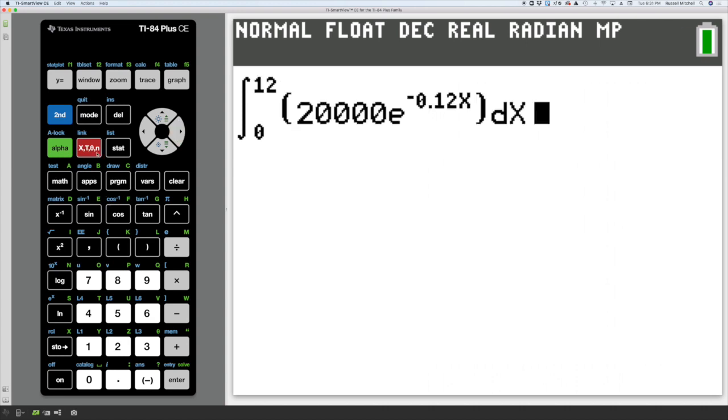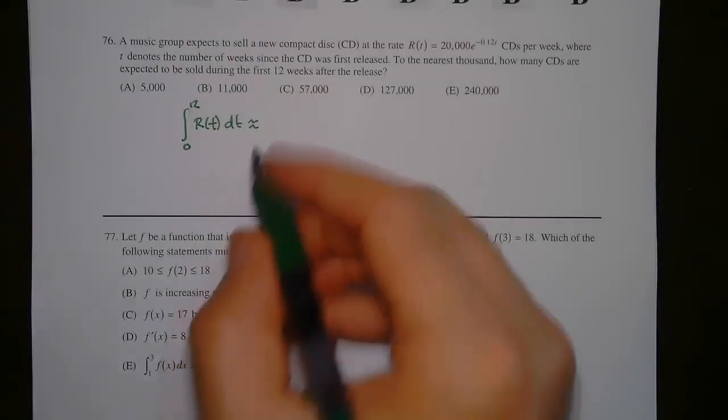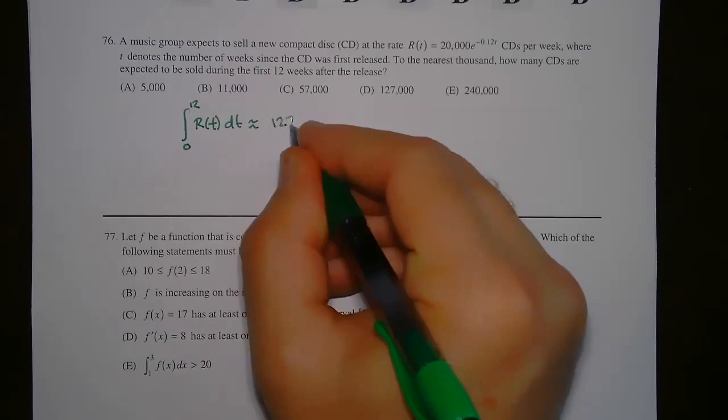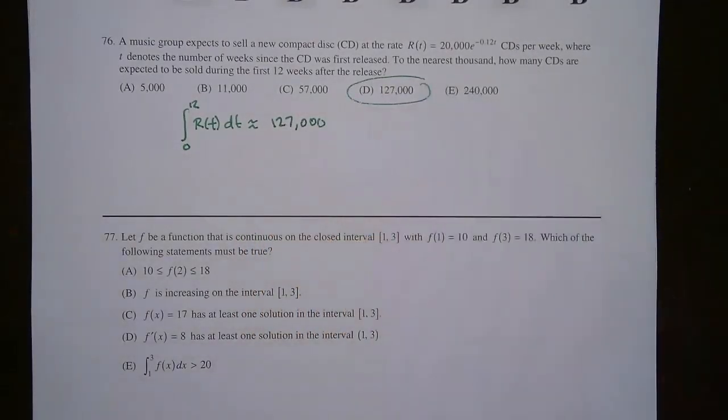dx. So that's 20,000 e to the negative 0.12 t, or x in this case, and we press enter. So to the nearest thousand, this would be 127,000, because this would be hundreds, and then right here's the thousands place, and this is a 1, so it's just 127,000. So for this integral, from the calculator, we got 127,000, and so the correct answer is D.